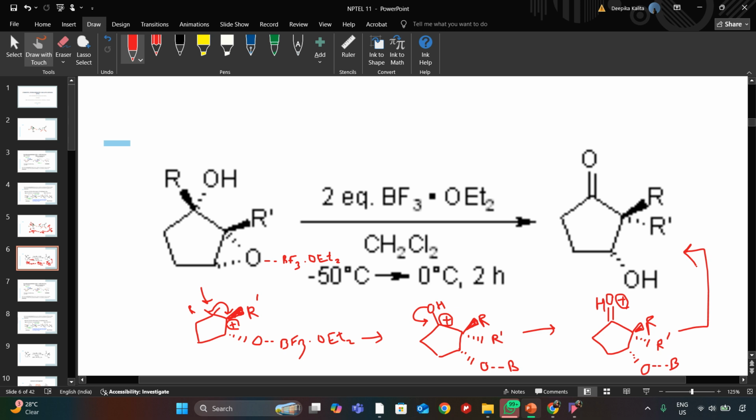So I hope the pinacol-pinacolone rearrangement reaction mechanism is clear to you now. Let us move to the next further name reactions.